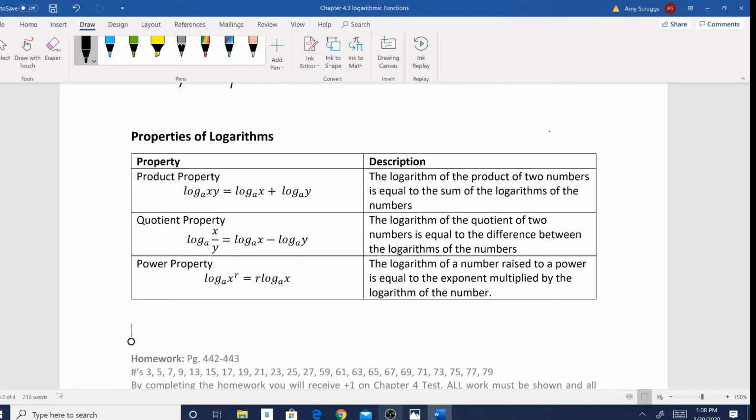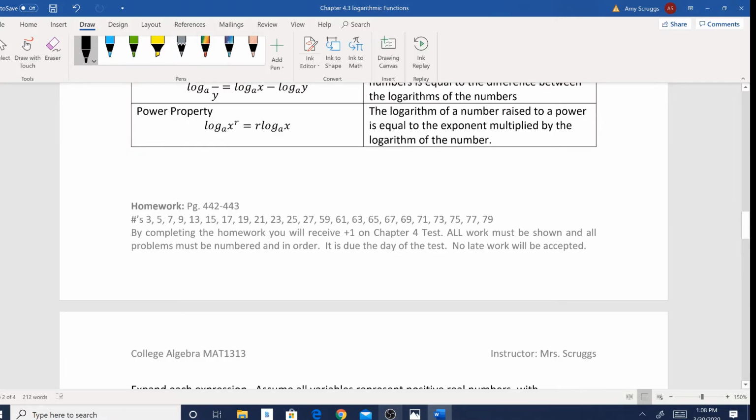The product property of logarithms basically says that if two things are being multiplied together and they have the same base number, you can rewrite that as two logarithms being added together. The quotient property says if they're being divided, you can rewrite them as two logarithms being subtracted. The power property says anything raised to a certain power can be brought out in front and multiplied by the entire logarithm. If you've not seen this in a while, it may be a little overwhelming, but let's just do some practice problems.